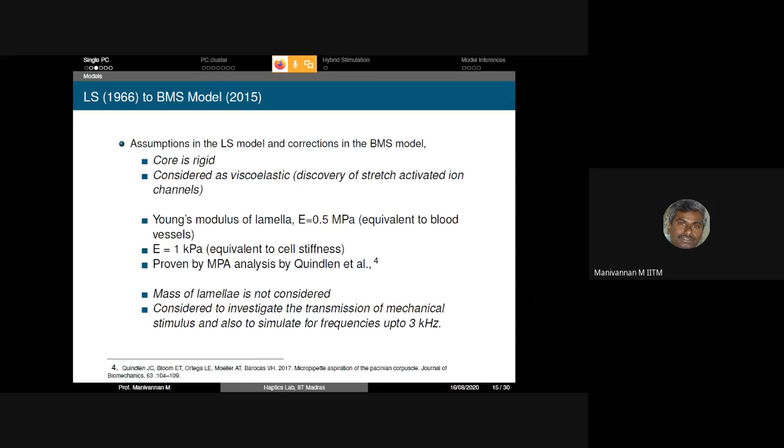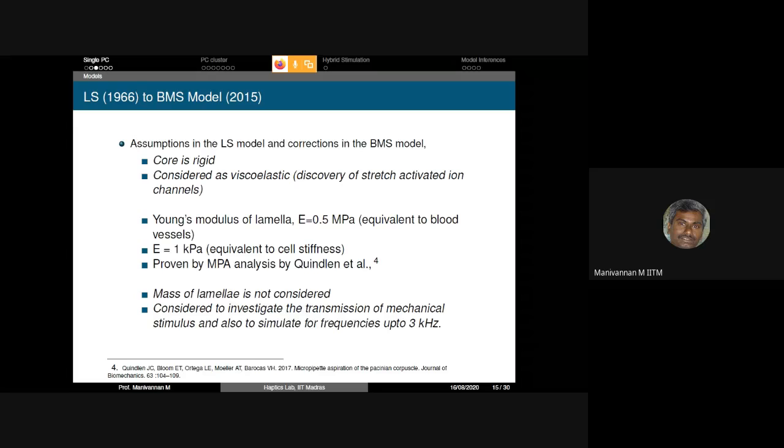So, from 1966 to 2015, what was the change? In the 1966 model, the inner core was considered rigid, whereas we consider it as viscoelastic in nature. Only recently, the core itself is considered able to have the stretch-activated ion channels. That gave us the hint that it has to be a viscoelastic material.